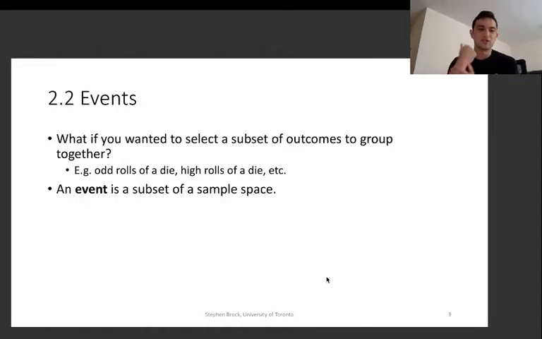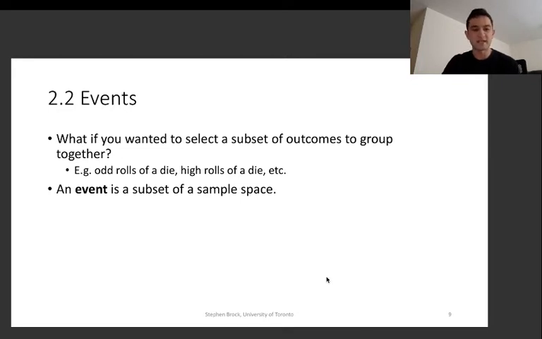So section 2 is on events. What if we wanted to select a subset of outcomes to group together? For example, let's say we wanted the odd rolls of a die or the high rolls of a die. Often when performing experiments, it's not just one outcome, but several outcomes that we want to group together as a single event, or that we want to calculate and perform computations on.